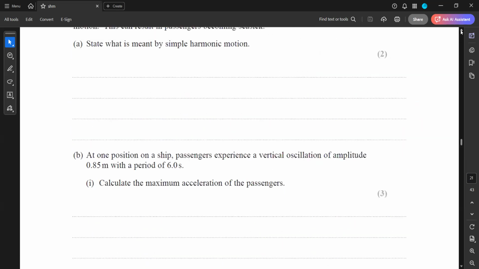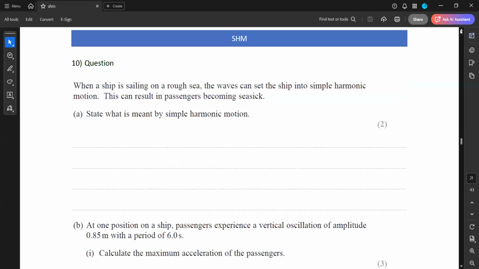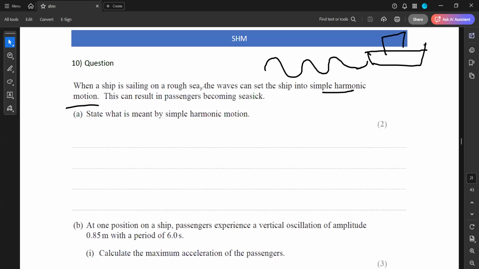Question 10. When a ship is sailing on a rough sea, the waves can set the ship into a simple harmonic motion. So the movement of the wave can cause the ship to have a simple harmonic motion. This can result in a passenger becoming seasick. What is meant by the term simple harmonic motion?